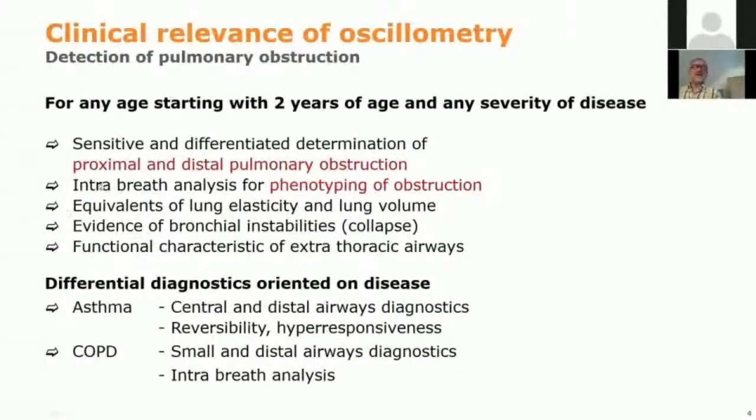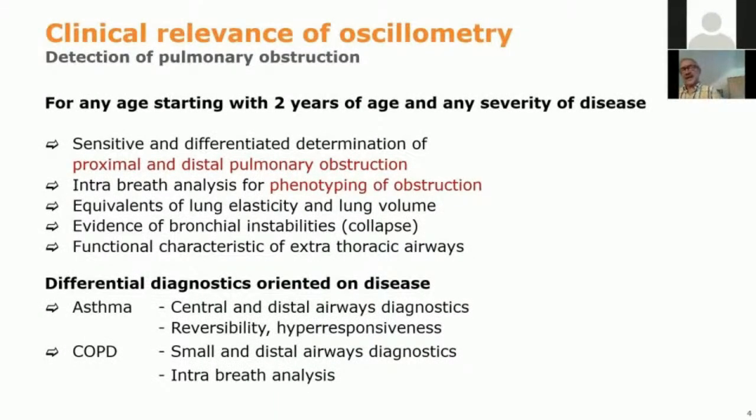You have an inter-breath advanced analysis in this system, which allows phenotyping of obstruction. That means the differentiation of asthma and COPD, for example. And you get equivalence of the elasticity and lung volume. That means you don't measure lung volume, but you get equivalence of this.